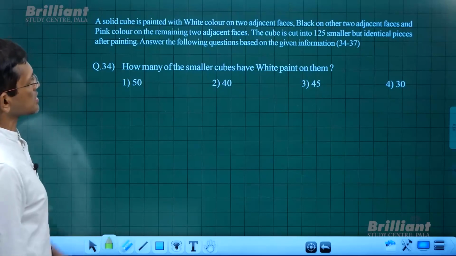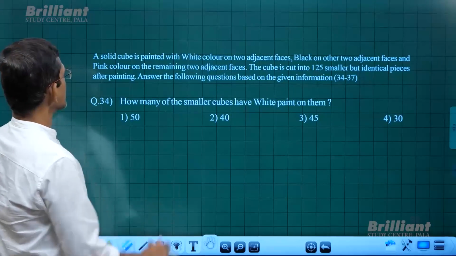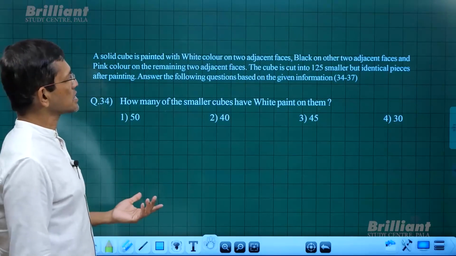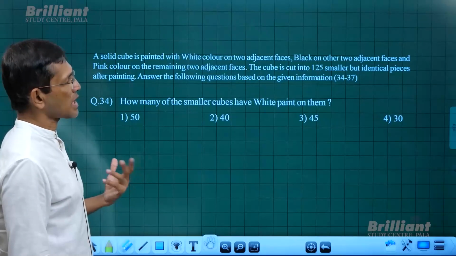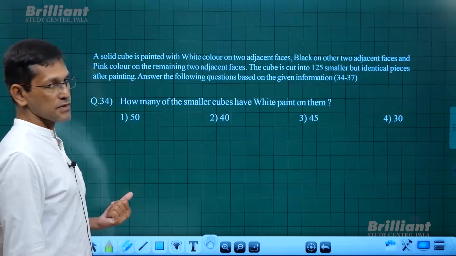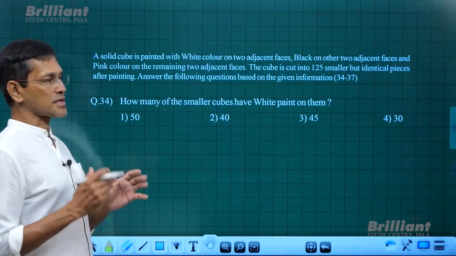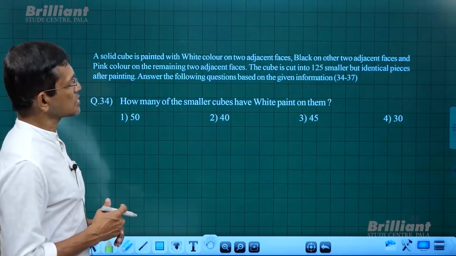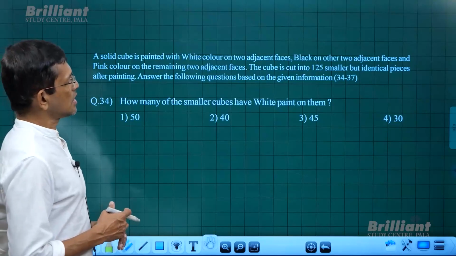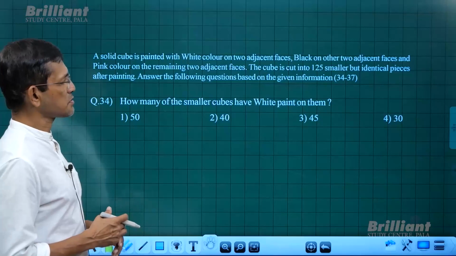Now, how many of the smaller cubes? The direction of this question is slightly different. A solid cube is painted with white color on two adjacent faces, black on two other adjacent faces, and pink on the remaining two adjacent faces. Then the cube is cut into 125 small but identical pieces after the painting. Let's see how many of the smaller cubes have white paint on them.